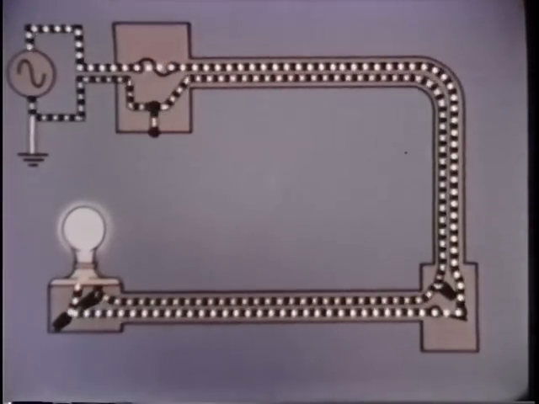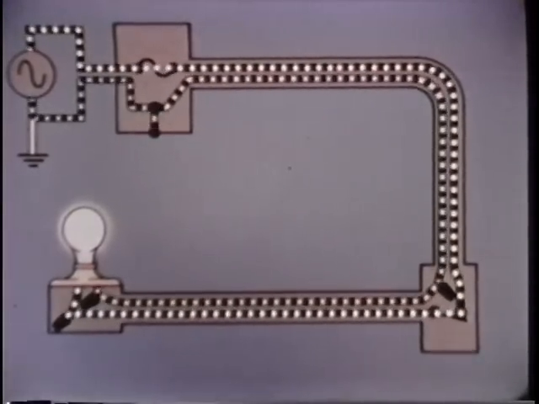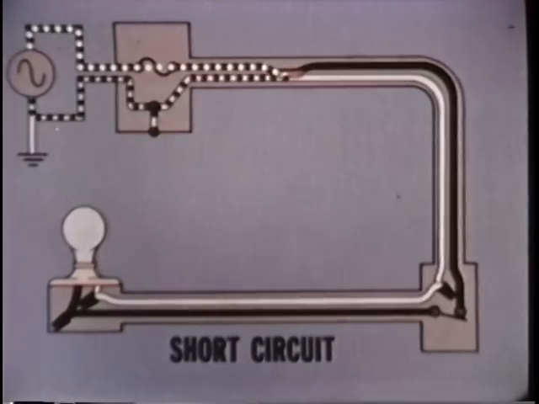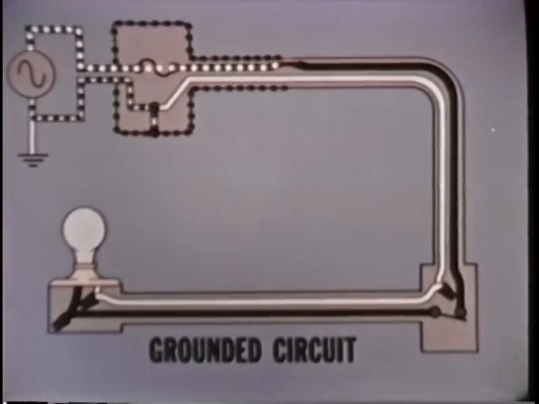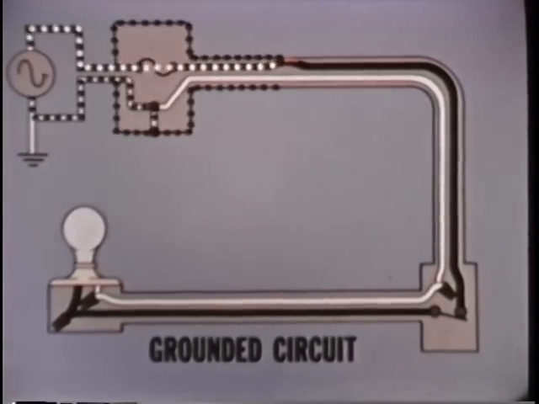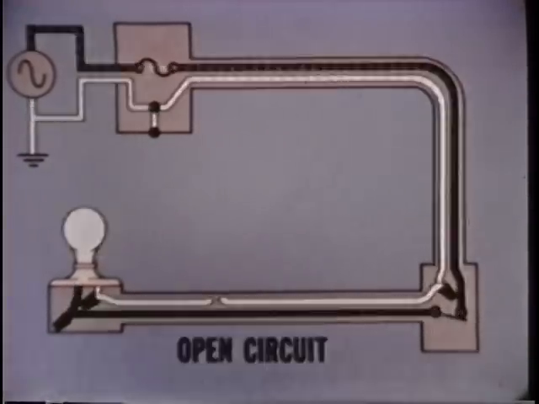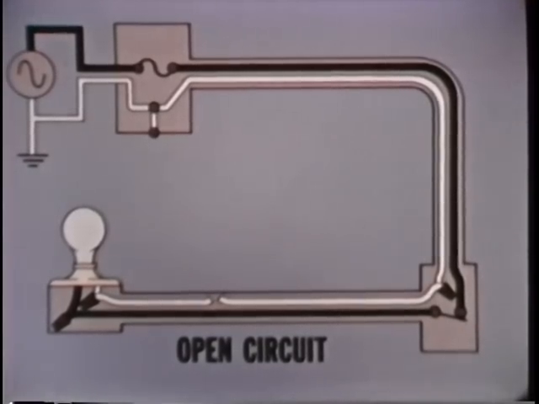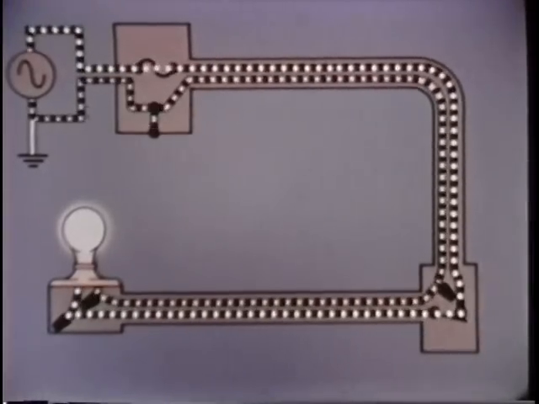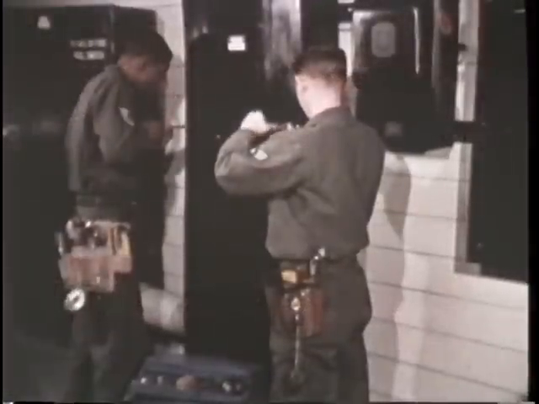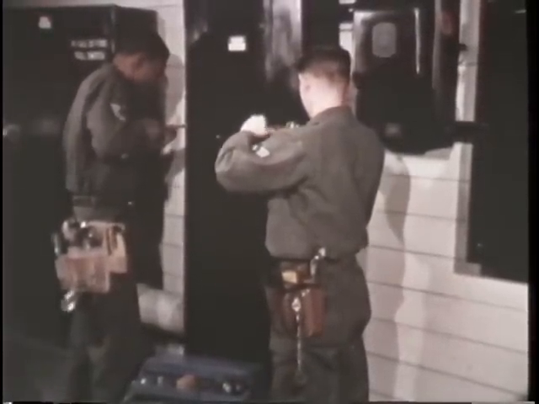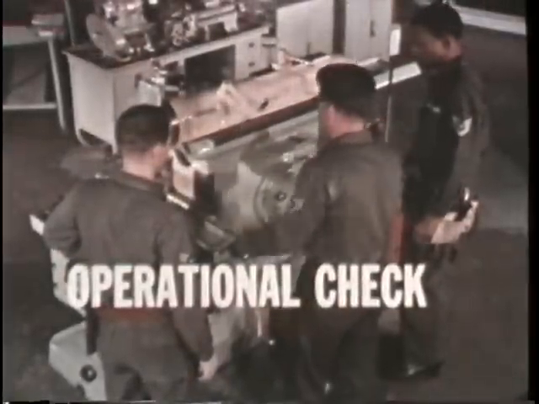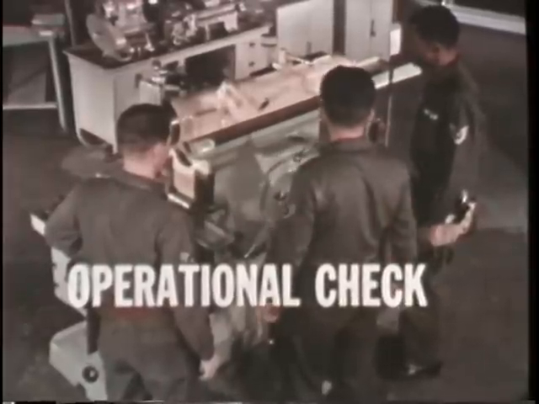Trouble in electric circuits can be classified into three general types. Short circuits, grounded circuits, and open circuits. But regardless of the type of trouble, it can be found rapidly and safely by following sound troubleshooting procedures. Make an operational check of the circuit.